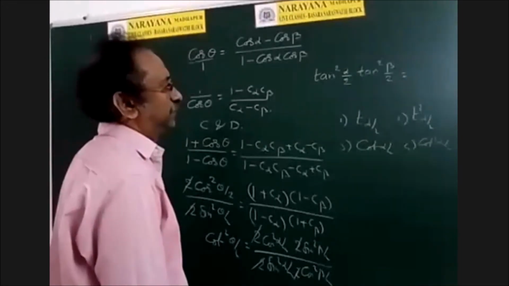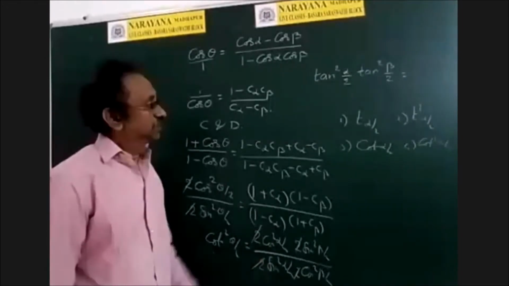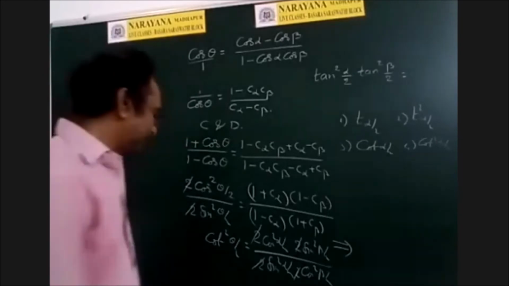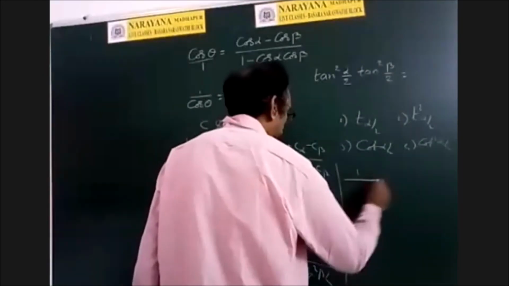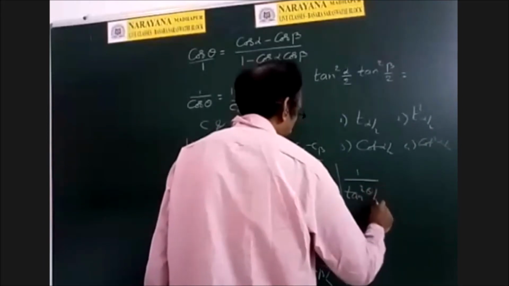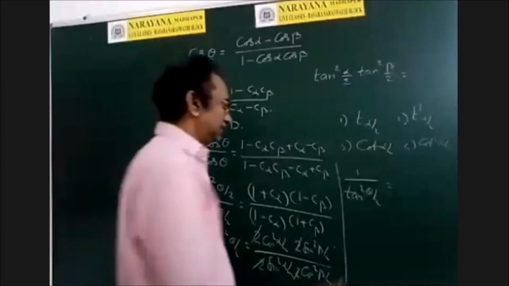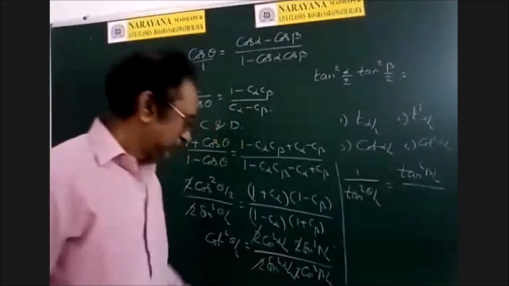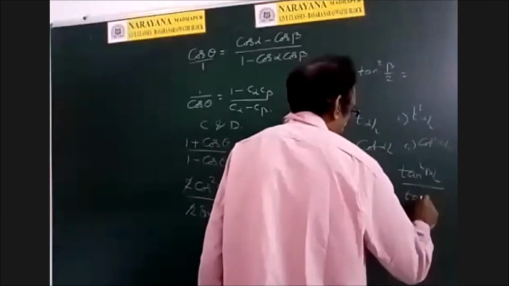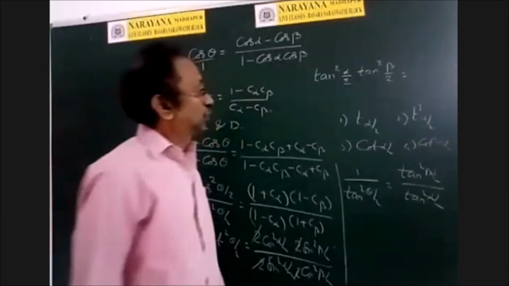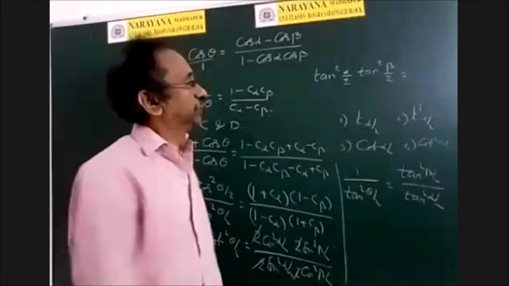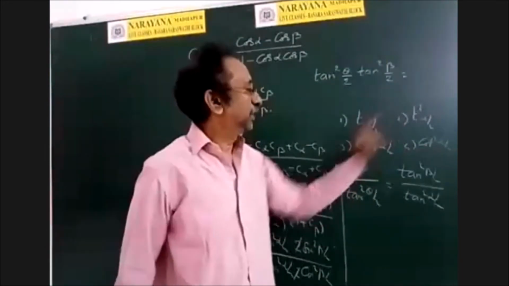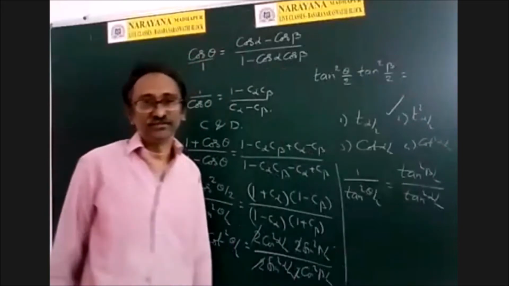So is it tan square alpha by 2? No, there may be some difference. So we will get what the question is. We convert all these in terms of tans. So 1 by tan square theta by 2 is equal to tan square beta by 2 by, sin by cos is in the denominator, that is tan square alpha by 2. Therefore, the question is tan square theta by 2 into tan square beta by 2. So this will be the question. And the answer is tan square alpha by 2. That is the answer.